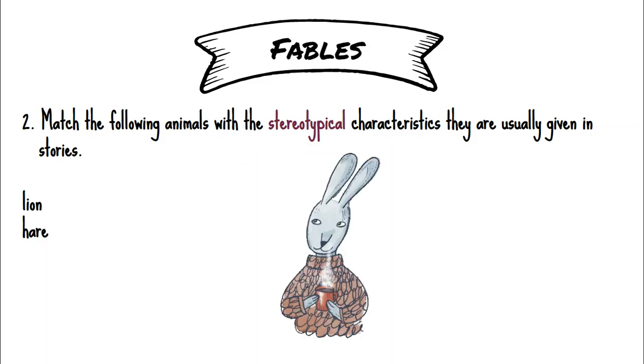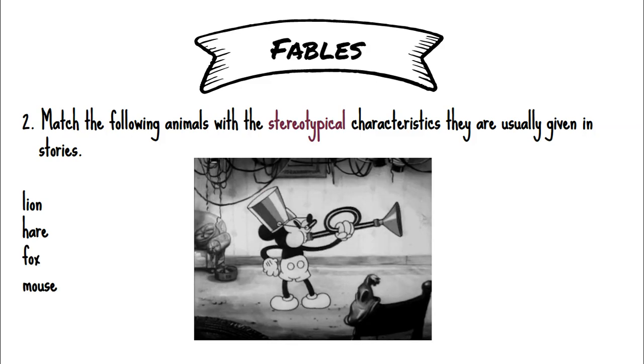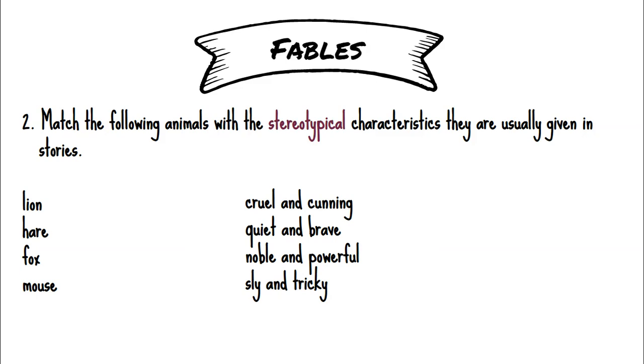We've got a lion, a hare. A hare is like a rabbit. We have a fox and a mouse. And then on the right of the table, you have characteristics, that means qualities, parts of their personality. We've got cruel and cunning, quiet and brave, noble and powerful, sly and tricky.